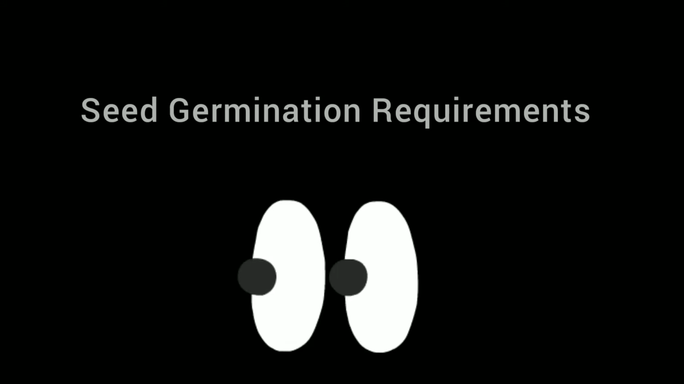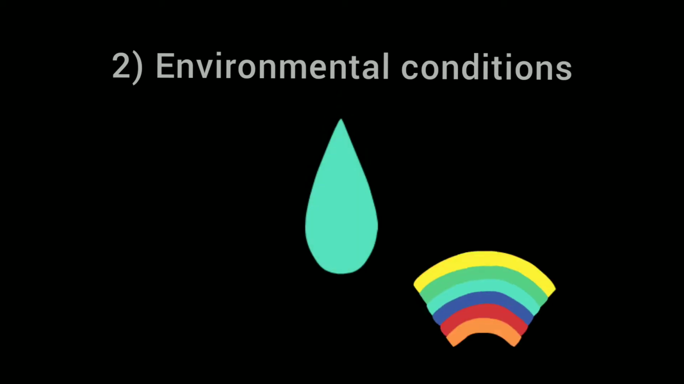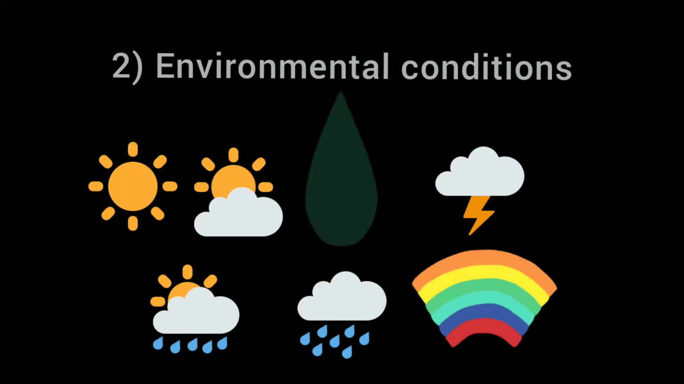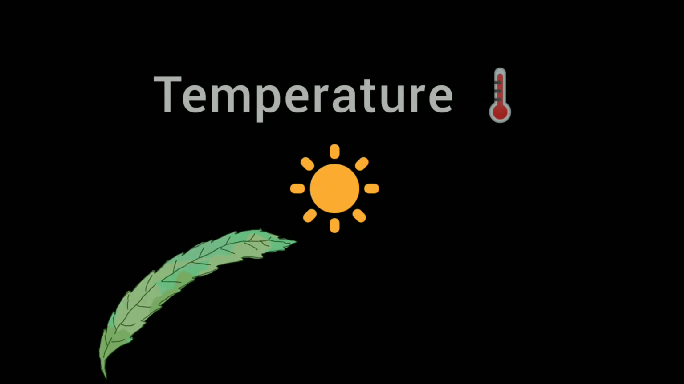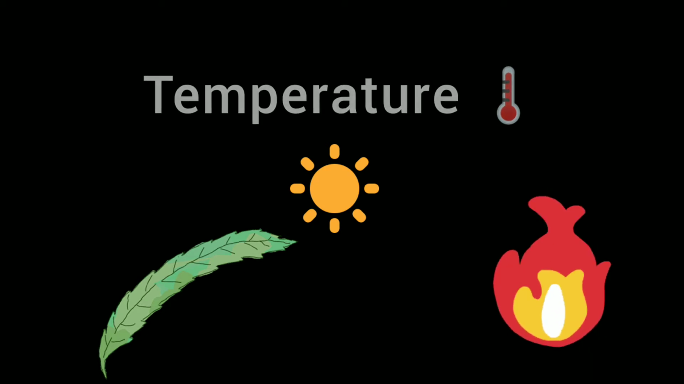Seed germination requirements. Both monocot and dicot seeds have similar seed germination requirements. The seed must be fully developed with an embryo, endosperm, appropriate number of cotyledons, and a seed coat or testa. Seed germination requires optimal environmental conditions. Temperature must be warm enough so seeds can germinate but not so hot as to damage the seed.